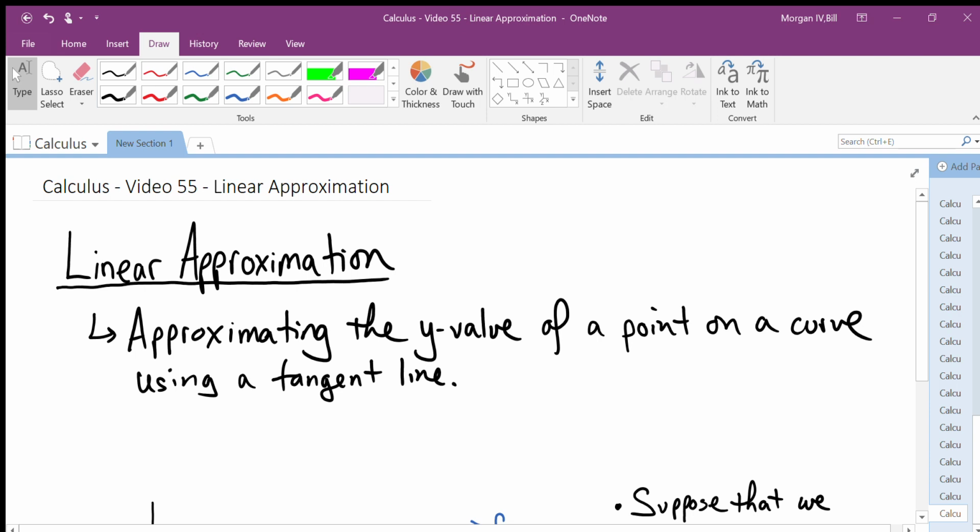Calculus, video 55, linear approximation. Okay, so in linear approximation, what we're doing is we are approximating the y value of a point on a curve using a tangent line. And I think I can probably describe that a little bit better with a picture.